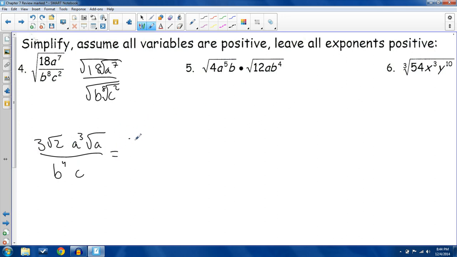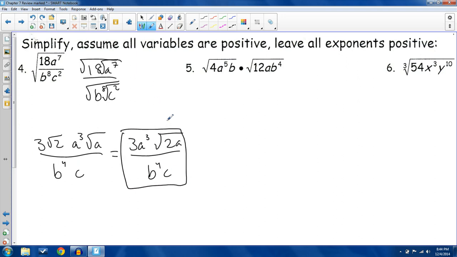Put these together on top. That's 3a cubed times the square root of 2a over b to the 4th times c. Taken care of. Good to go.